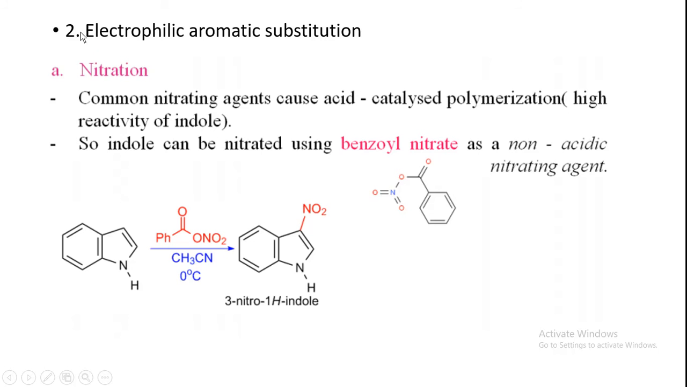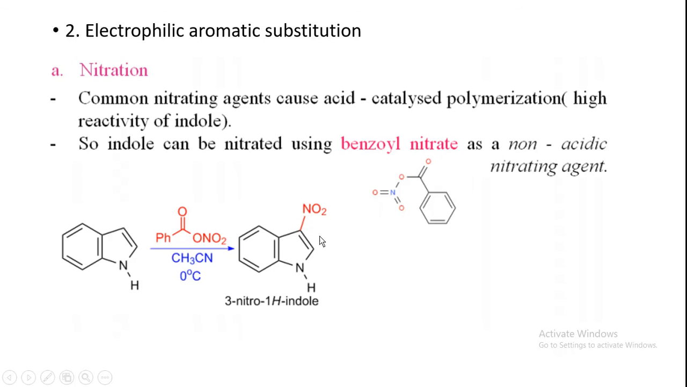Now let us see the electrophilic aromatic substitution reactions of indole. The first reaction is nitration. Common nitrating agents cause acid catalyzed polymerization because of the high reactivity of indole. So indole can be nitrated using benzoyl nitrate as a non-acidic nitrating agent. This is benzoyl nitrate, which is mainly used as a non-acidic nitrating agent.